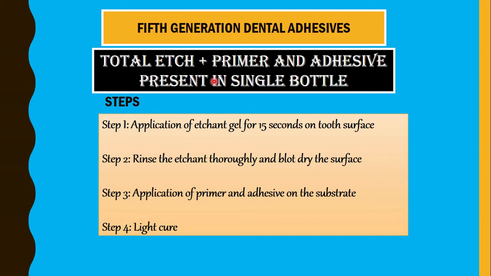Coming on to the 5th generation dental adhesive, this is also a total etch, but here the 3 bottles are reduced into just 1. We have a separate etching step, and the primer and adhesive are present in a single bottle. So basically they have simplified the application steps in the 5th generation of dental adhesive. In step 1, apply the etchant for 15 seconds on the surface, rinse the etchant thoroughly and blot dry the surface, followed by the application of the primer and adhesive on the substrate and light cure.